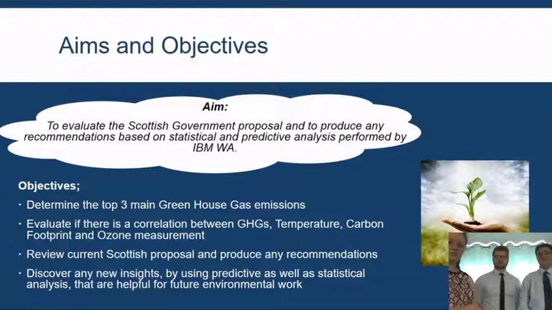Based on the previous slide, our overall aim is to evaluate the Scottish Government's proposal and to produce any recommendations based on the statistical and predictive analysis performed by IBM Watson Analytics. To meet this aim, our objectives are to determine the top three main greenhouse gas emissions, to evaluate if there is a correlation between greenhouse gases, temperature, carbon footprint and ozone measurement, to use the review of the Scottish proposal to enhance our final recommendations, and finally to discover any new insights by using predictive as well as statistical analysis that are helpful for future environmental work.